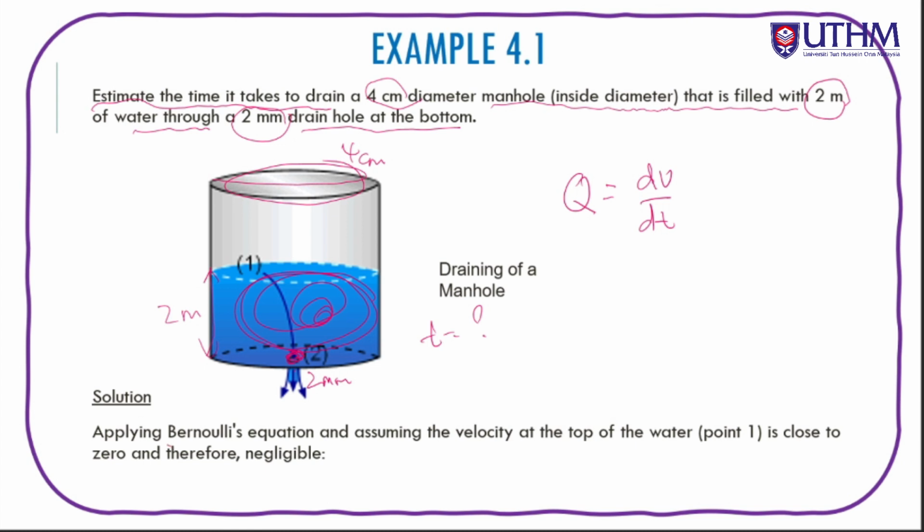Okay, so solution, macam mana kita nak selesaikan? Kita akan apply, biasalah kita akan apply this Bernoulli equations, and assuming that the velocity at the top of the water is close to 0 and therefore is negligible. Dia sama juga konsep macam tadi, since area dekat atas ni kan, when compared to area dekat sini sangat besar, so kita boleh consider velocity dekat point 1 ni equals to 0, sebab velocity kat bawah ni sangat laju kan. So perbezaan dia terlampau jauh, that's why kita assume V1 equals to 0 or negligible lah.